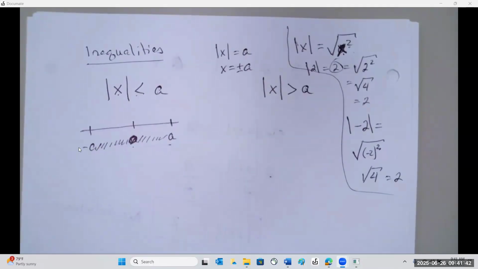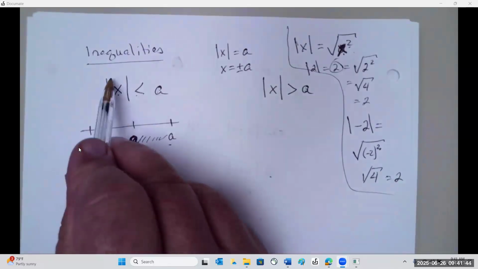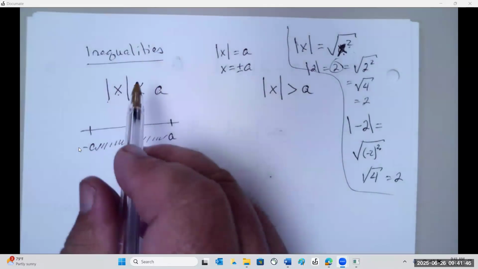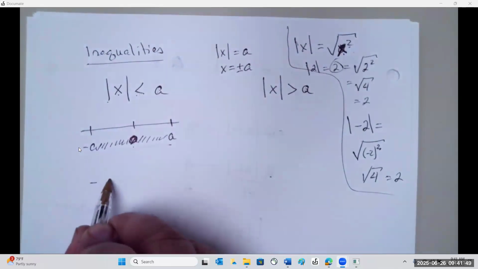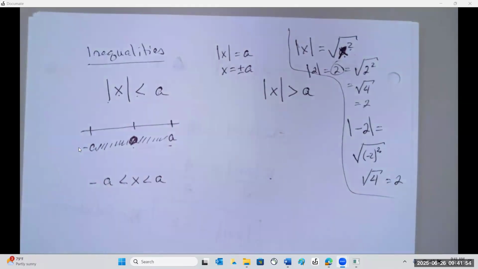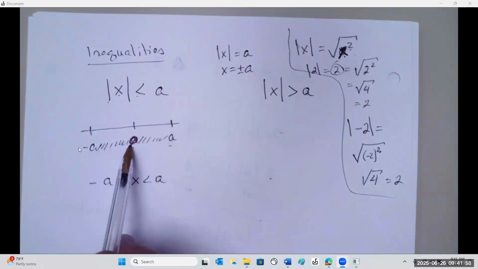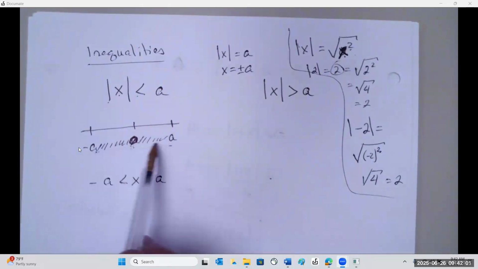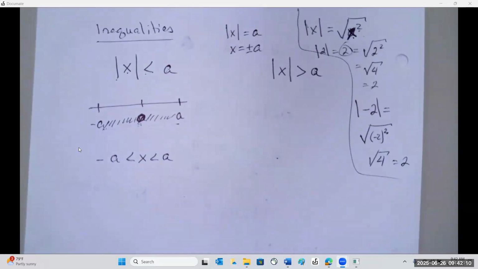Follow me so far? So if we had the absolute value is less than A and we drop the absolute values, it will become this equation. If it's a less than, that means negative A to zero and A to zero. That's the part we're looking at. Everything between A and negative A. So less than is this intermediary part.